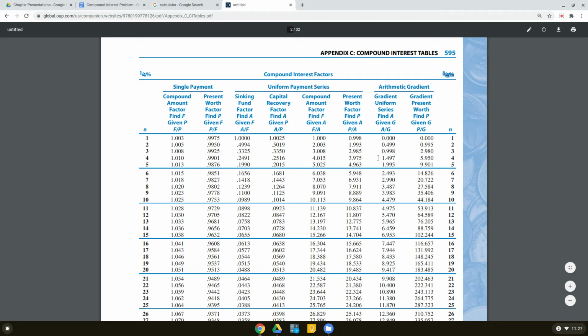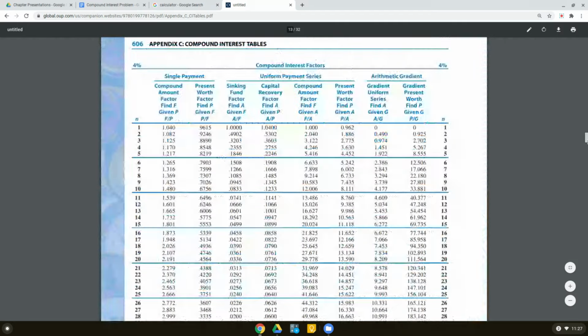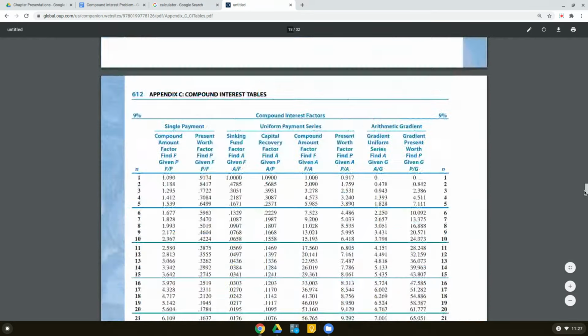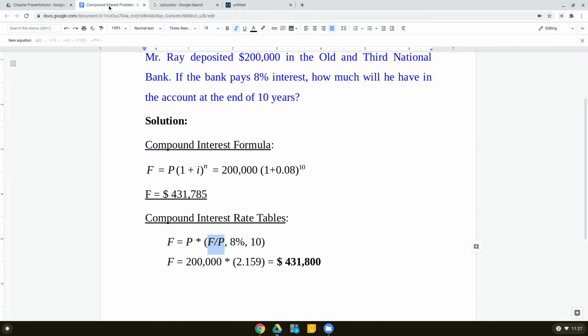So we should first look for the 8% interest rate table. So I'm just going to scroll down, and 2% and 4%. So keep going until you get 8%. So here is the 8% interest rate. Okay, we want to find out f given p. So that would be, and for 10 years, so that is 2.159. 2.159, and that's right here. So 200,000 times this, f given p at 8% at 10 years, is 2.159 from the table.